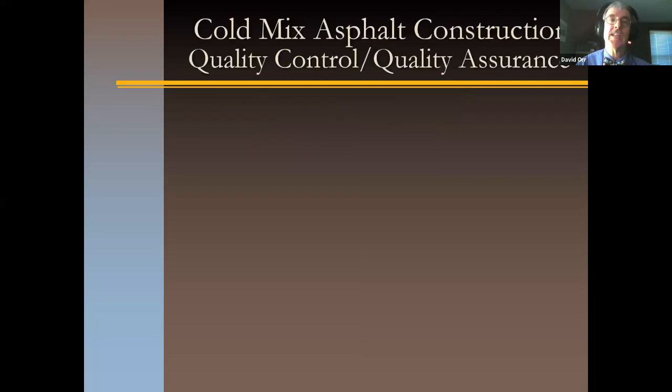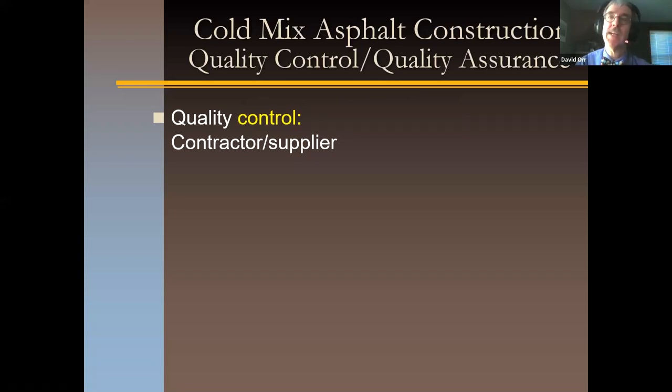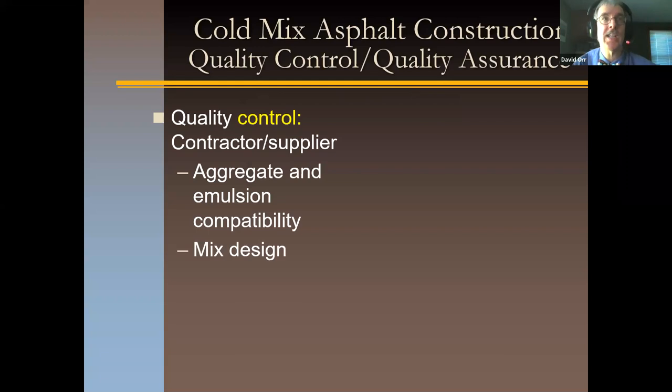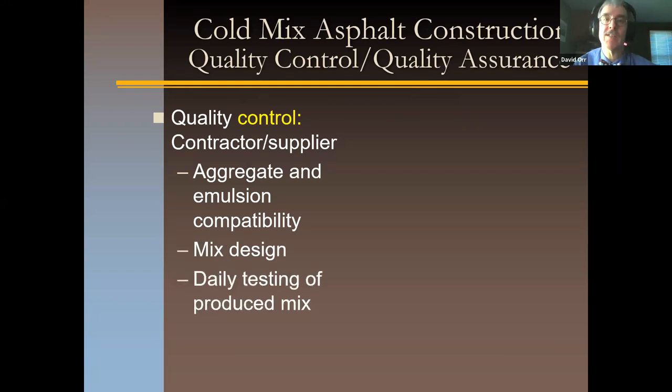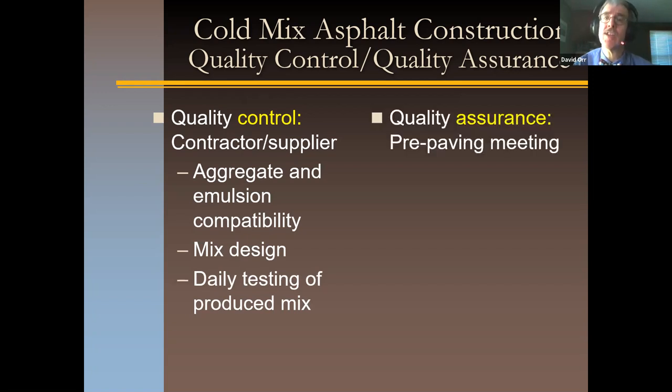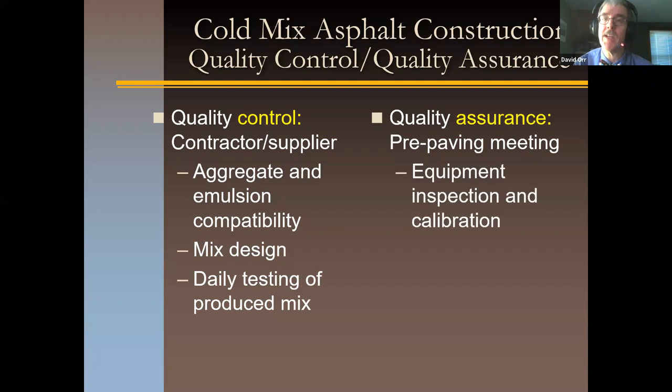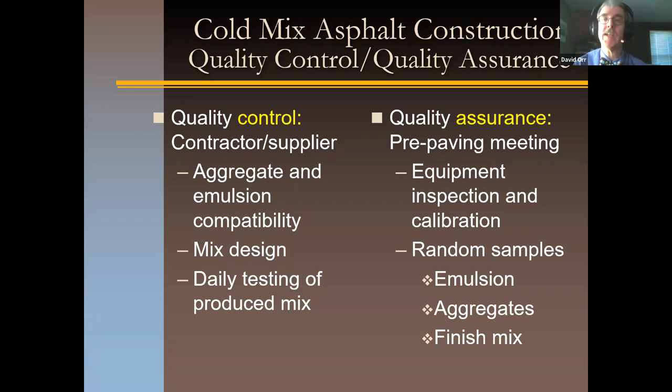Quality control is really about who's measuring things with control. That's numbers. So you're measuring the aggregate emulsion and compatibility. For cold mix, you're looking at the mix design. You're checking the daily production of the mix. That's quality control, things you measure. Quality assurance, that's those things like your pre-paving meeting, checking out the equipment, making sure everything is calibrated, taking random samples. Now, I know people will say, wait a second, isn't sampling and testing quality control? Testing is quality control. Taking the samples is quality assurance.